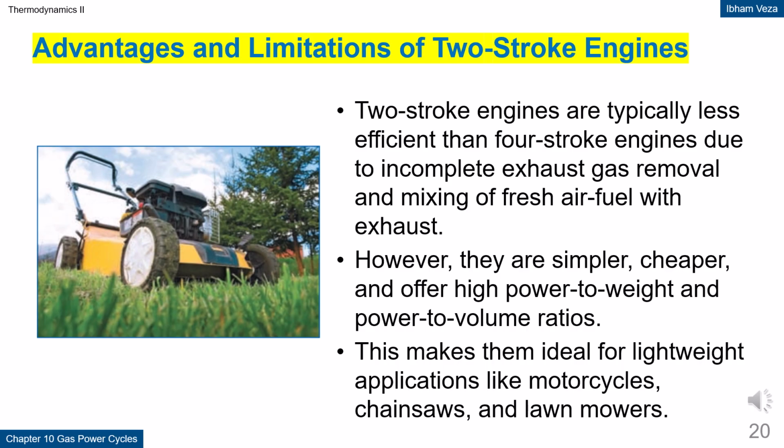Advantages and limitations of 2-stroke engines. 2-stroke engines are generally less efficient than 4-stroke engines due to mixing of fresh charge with exhaust gases. Nevertheless, their construction is simpler and cheaper. Their high power-to-weight and power-to-volume ratios are their main advantages. This makes them suitable for lightweight applications such as motorcycles and lawnmowers. This design choice shows a trade-off between simplicity and efficiency.